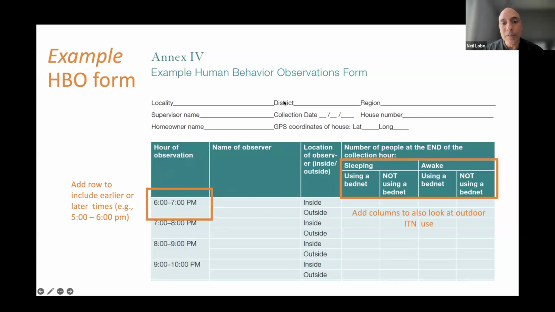For example, if you don't have districts, take out your district. If you don't know your GPS coordinates, take out your GPS coordinates. But all these forms, every single one of them, I guarantee you, someone's worked on it. Ask around, find it, use it as a template.